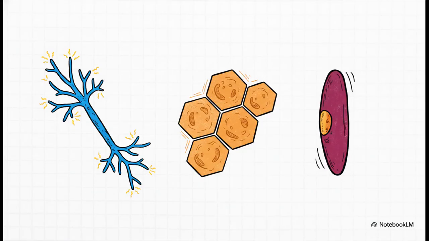Now here's where it gets really cool. Not all cells look the same, not even close. A long, spindly nerve cell looks totally different from a flat skin cell or a contracting muscle cell. And there's a good reason for that. Form follows function. Each cell's unique shape is perfectly adapted to help it do its specific job.